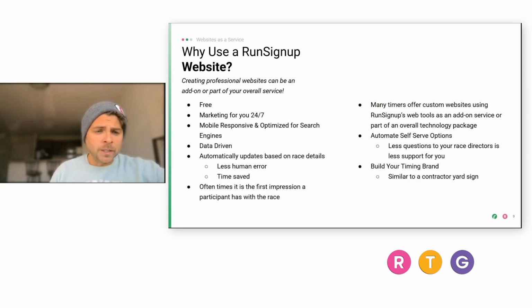This is data driven. They automatically update based on race details. The other thing that's really nice with that is that it can also play into the emails with the placeholders there. And then, offering custom websites and tools really brings people and keeps people in this ecosystem that also has things like automated self-serve options. Let participants transfer themselves. Let participants update their question responses or swag options.